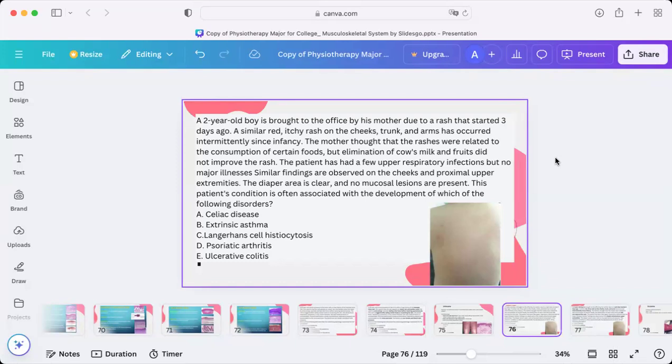This patient's condition is often associated with development of which of the following disorders? Is it celiac, extrinsic asthma, Langerhans cell histiocytosis, psoriatic arthritis, or ulcerative colitis?